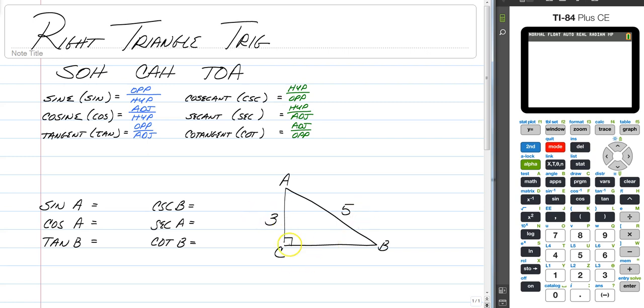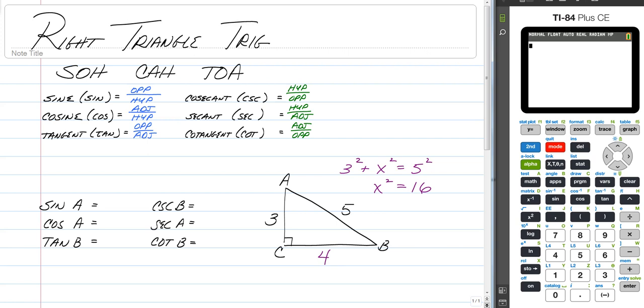You have to have three sides to do some of these problems. So we can always use our good buddy, the Pythagorean theorem, to find out what the length of this side is. It would be 3 squared plus x squared is equal to 5 squared. So x squared is equal to 16 after you subtract the 9 from the 25. So this side is equal to 4.